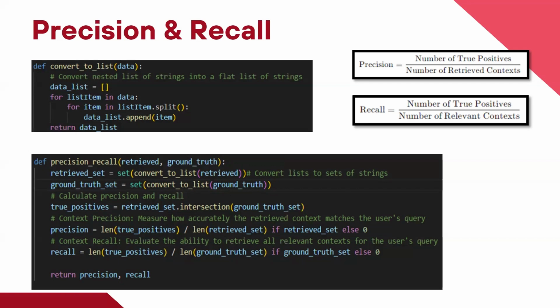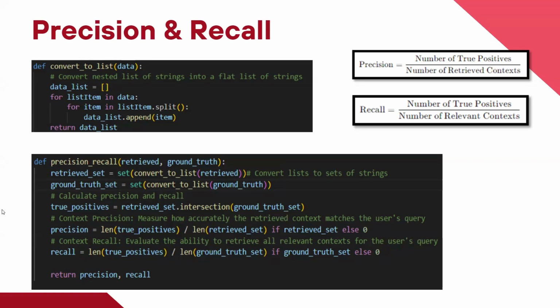To find precision and recall, let's define a function. Firstly, define a helper function, convert to list, to convert a nested list of strings into a flat list of strings for easier processing. And then define a precision recall function, which takes two arguments, retrieved and ground truth. Convert these arguments into a list and then into a set, and store them as retrieved set and ground truth set. Then we will calculate true positives by finding the intersection of the retrieved set and ground truth set. The intersection operation returns a set containing elements that are present in both the retrieved set and ground truth set.